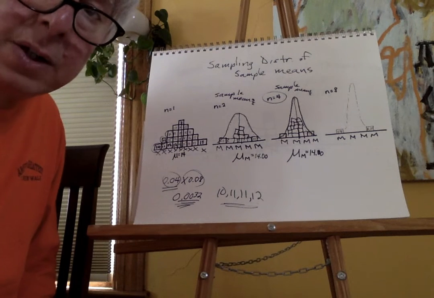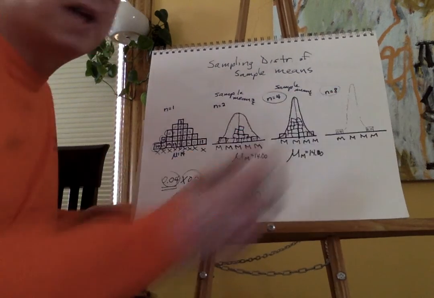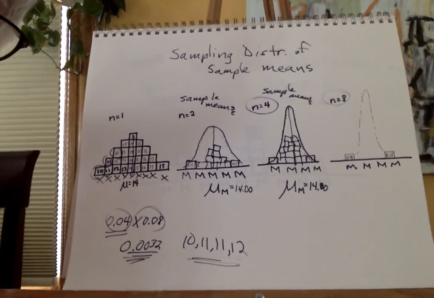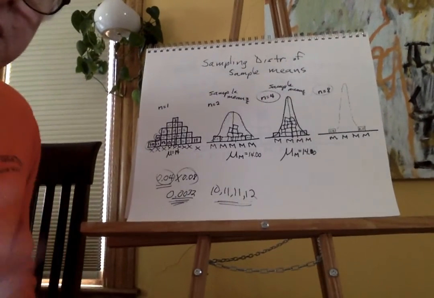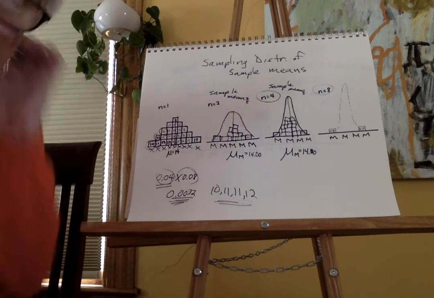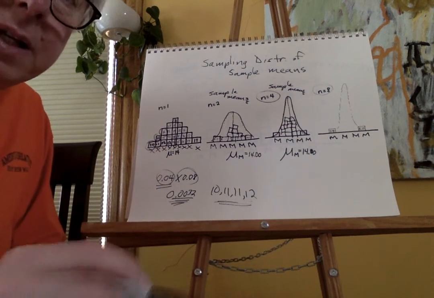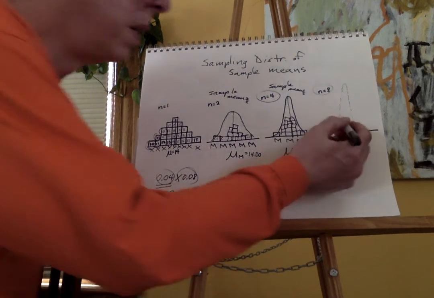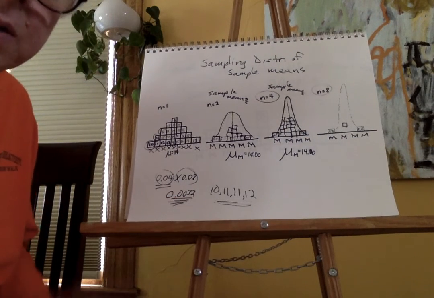Let's continue this progression. Let's do samples of 8. Okay, everybody got it? Same thing that we're going to do here. Take out a sample of 8 blocks from the bag. Calculate the mean for those 8 blocks. So a sample of 8 blocks gets 1 block in this distribution.